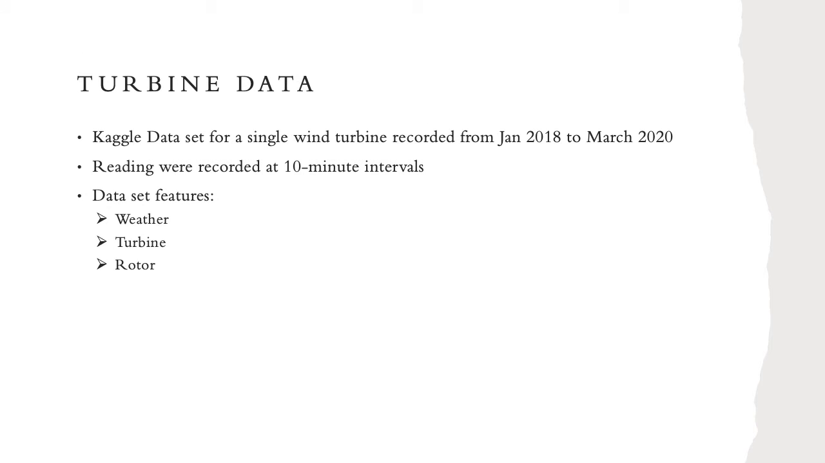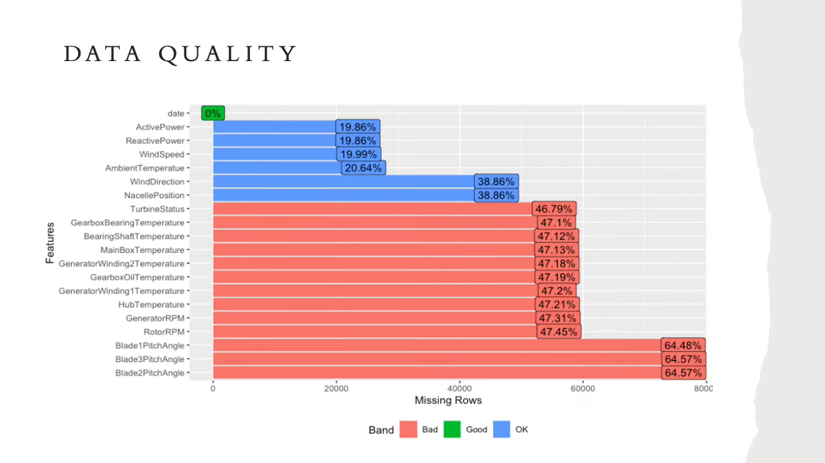So the turbine data that was used in this forecast is a Kaggle data set for a single wind turbine recorded from January 2018 to March of 2020. The readings were recorded at 10-minute intervals, and the original data set included weather features, turbine, and rotor features.